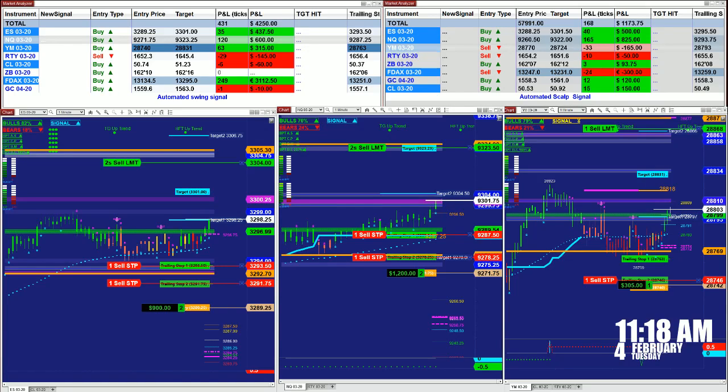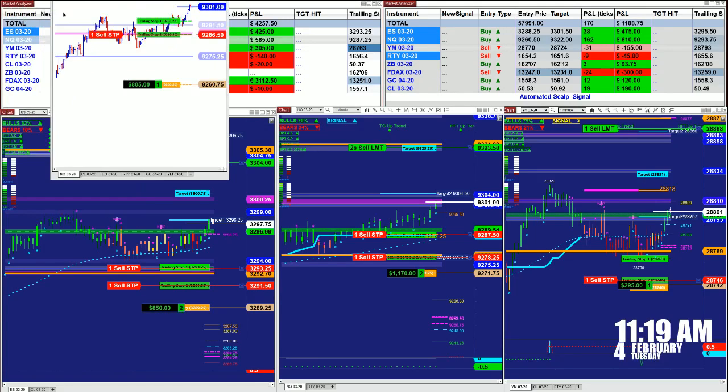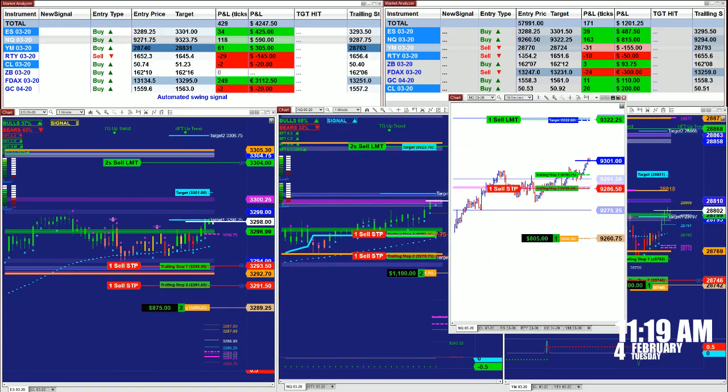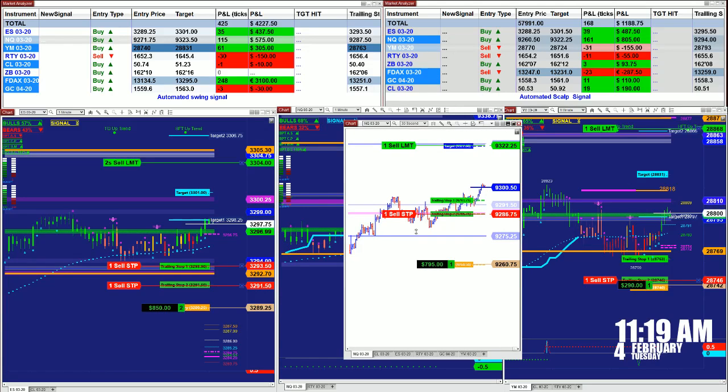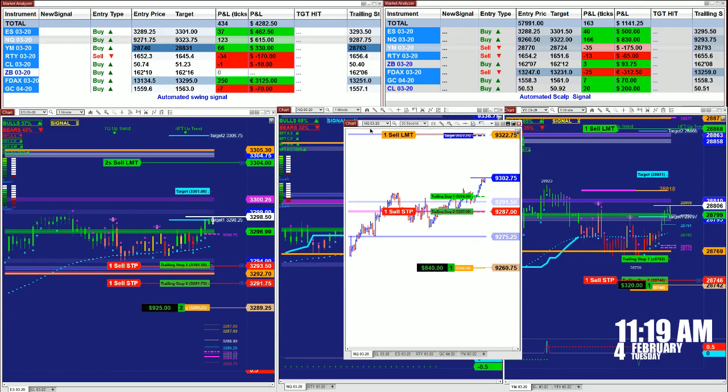Target 2 hit and target 1 hit on the ES. Target 2 on the ES did not make it so far. I don't know yet. We'll see. For the scalpers, we are on a cruise with the scalper. There is no trade on the ES. The scalper is connected to this market analyzer. The market analyzer is based on 30 seconds, and the charts are based on 30 seconds.